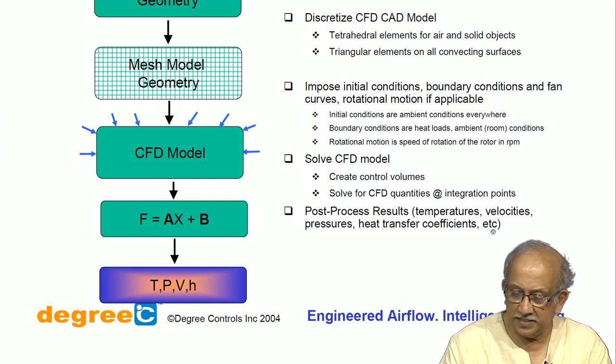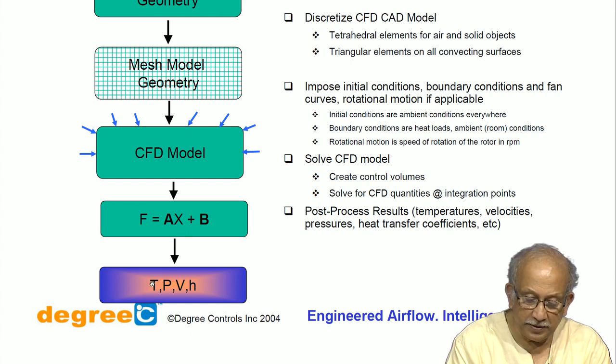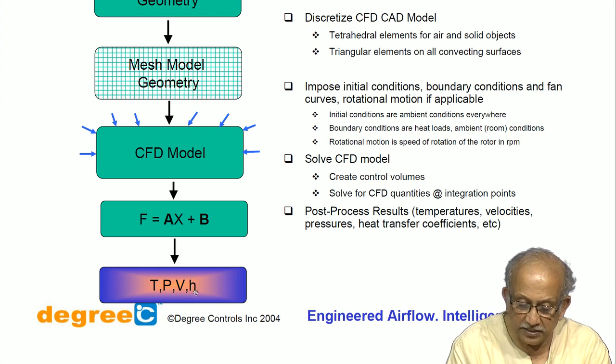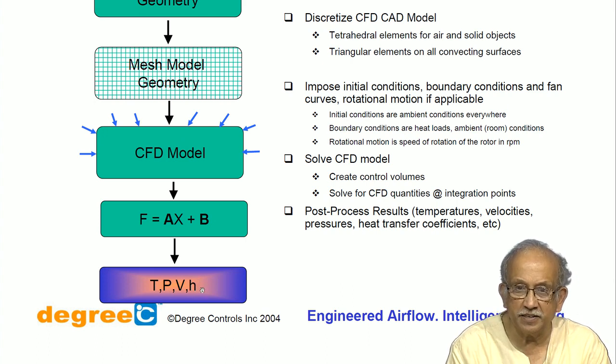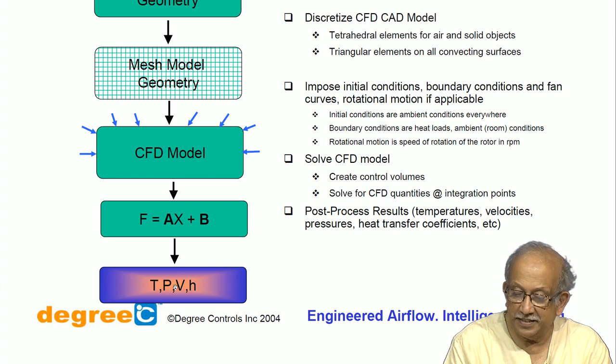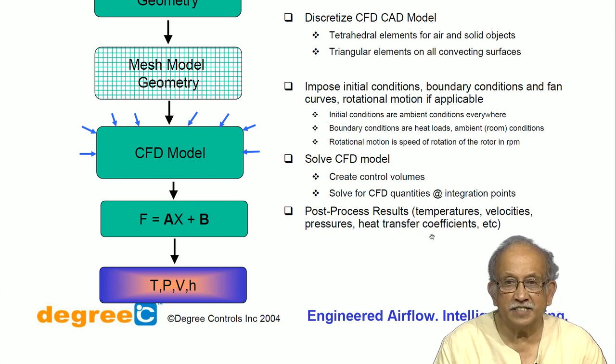The advantage of this is things like temperature, then you have pressure, then various h with a small subscript, and then the velocities and all.